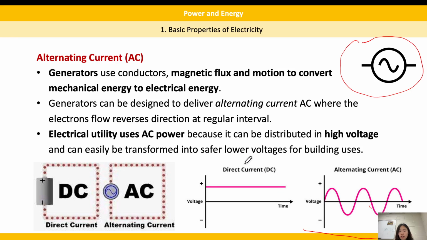The electrical utility uses alternating current power because it can be distributed in high voltage and can easily be transformed into safer, lower voltages for building use. What does that mean? With AC, over time the voltage can change to high voltage, lower voltage, negative voltage, positive voltage, zero voltage. So with time it always changes direction, and the voltage always changes. That's why the electrical utility uses AC power.